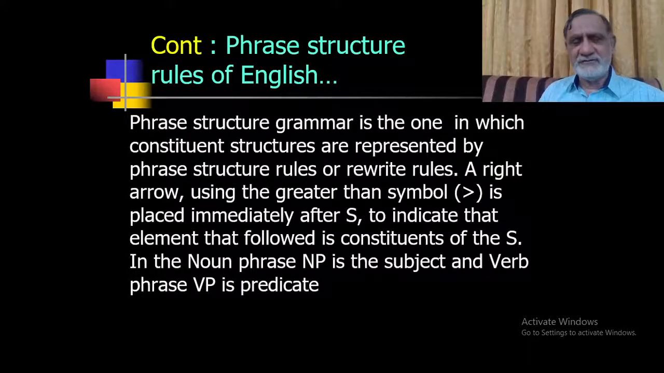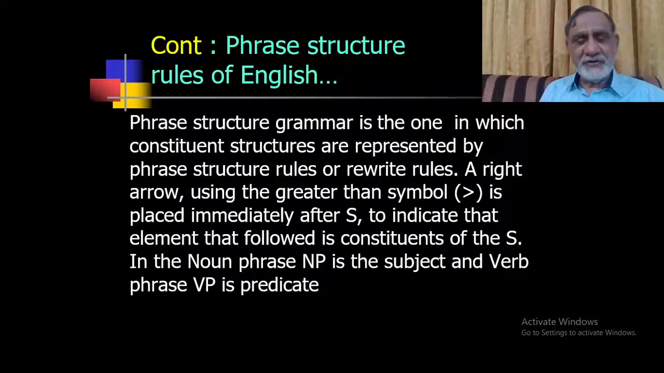The example is coming next. Phrase structured grammar is the one in which constituent structures are represented by phrase structure rules or rewrite rules. Now here it is precisely given how this is done. A right arrow using the greater than symbol is placed immediately after S. S means sentence, to indicate that the elements that follow are constituents of S, that means sentence.